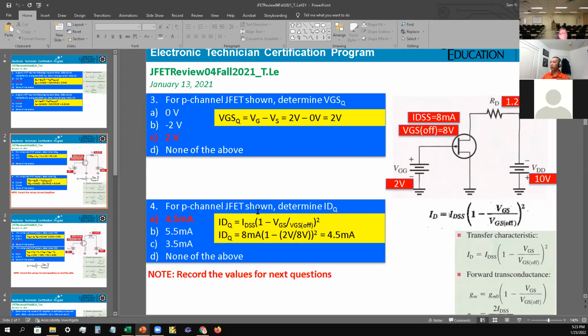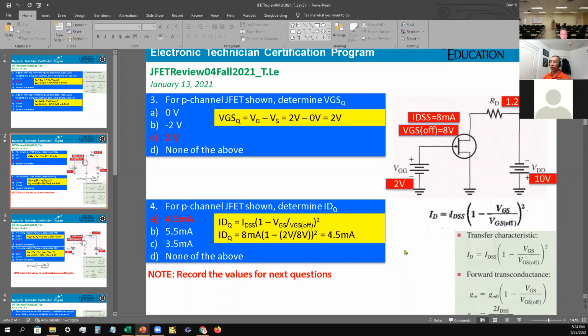For number 4, for the P-channel JFET shown, determine IDQ. Same thing as before, they use the transfer characteristic formula. IDSS is 8 milliamps right here, times the quantity 1 minus the 2 volts, the VGS right up here, divided by VGS(off), which is the positive 8 volts. You do that calculation and you come up to 4.5 milliamps. So the answer is A for number 4.